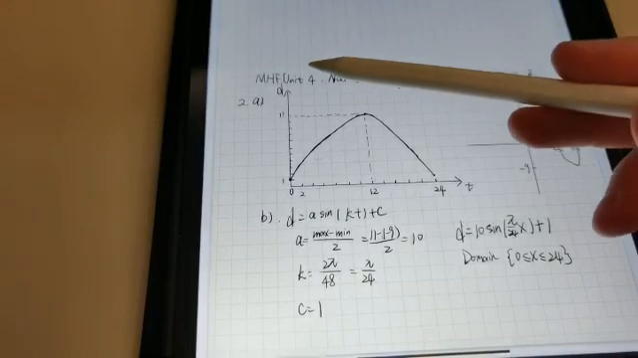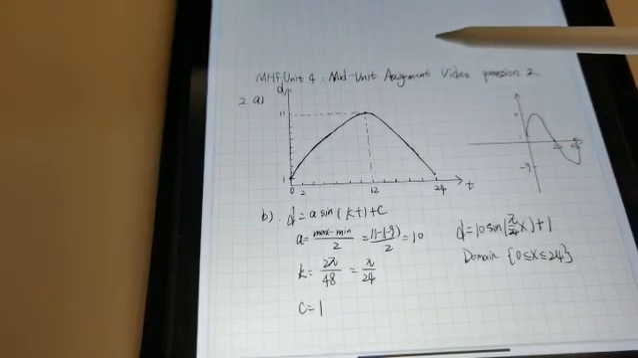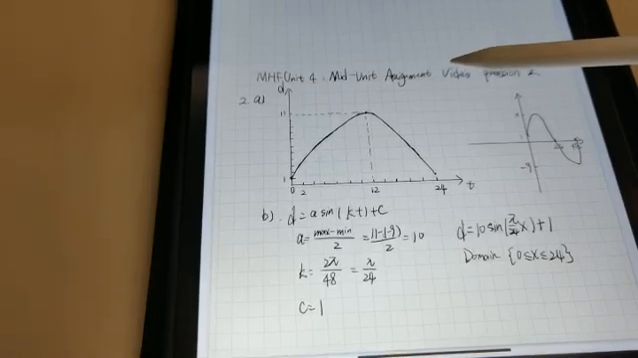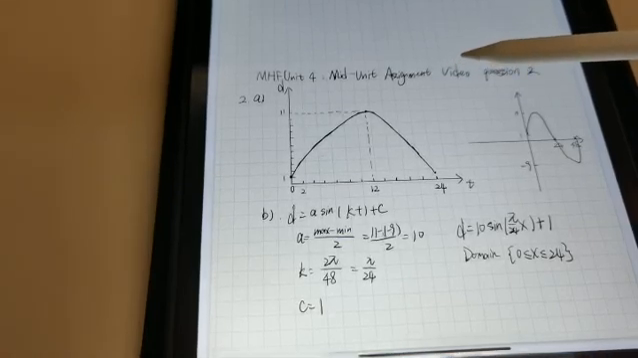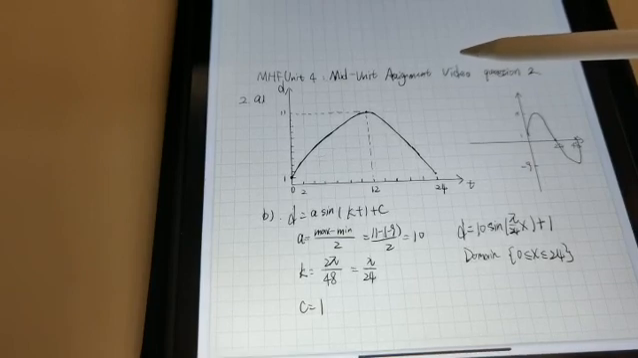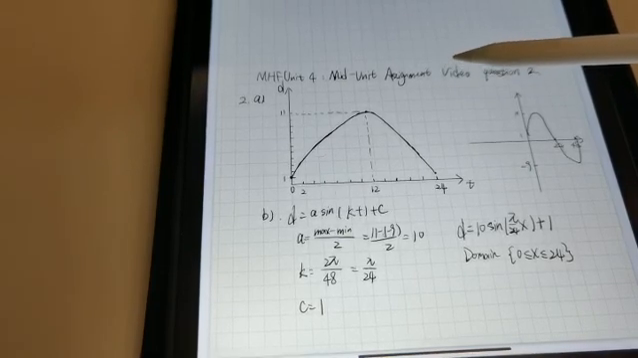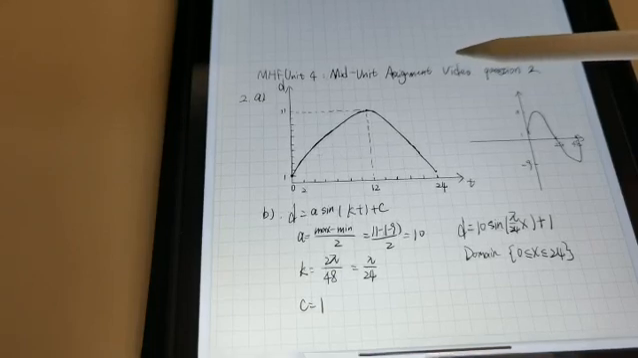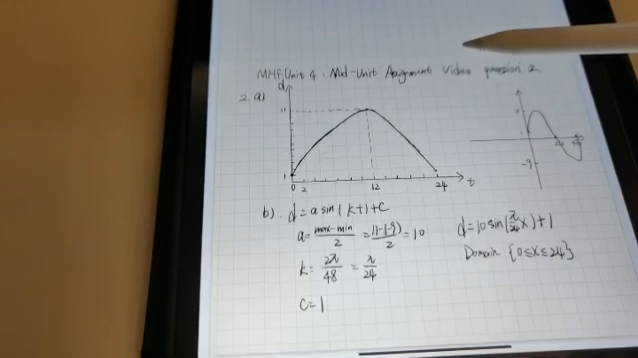Here is the MHF Unit 4 mid-unit assignment video, question 2. In this question, part A: sketch a graph to show how a rider's height above the ground varies with time as the Ferris wheel makes a rotation. Assume the person starts right at the lowest point on the wheel.